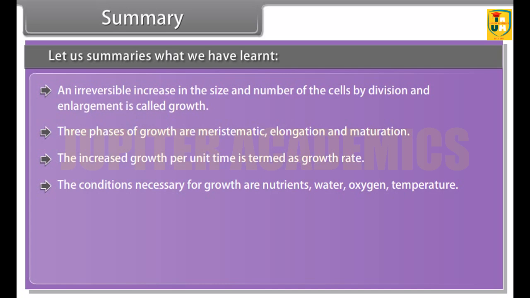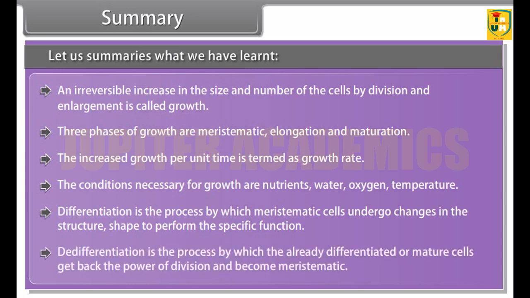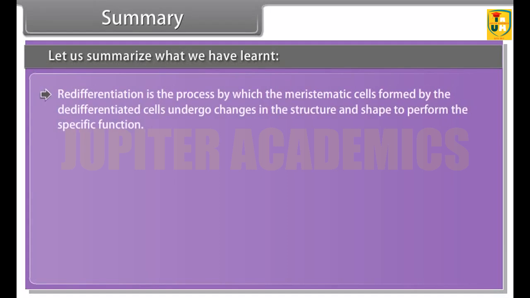The conditions necessary for growth are nutrients, water, oxygen, and temperature. Differentiation is the process by which meristematic cells undergo changes in the structure and shape to perform a specific function. Dedifferentiation is the process by which already differentiated or mature cells get back the power of division and become meristematic. Redifferentiation is the process by which the meristematic cells formed by the dedifferentiated cells undergo changes in the structure and shape to perform a specific function.